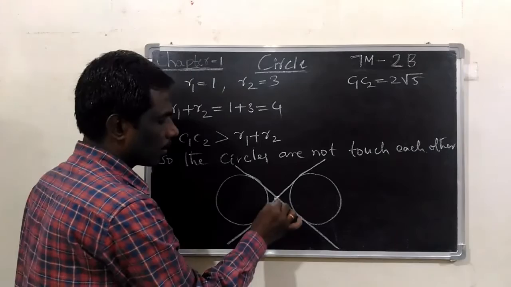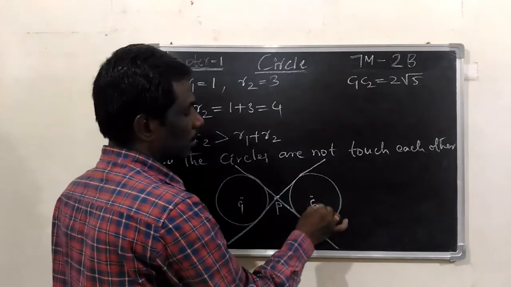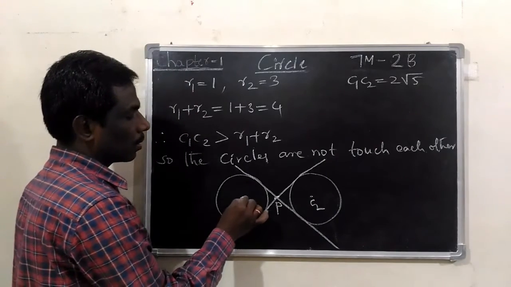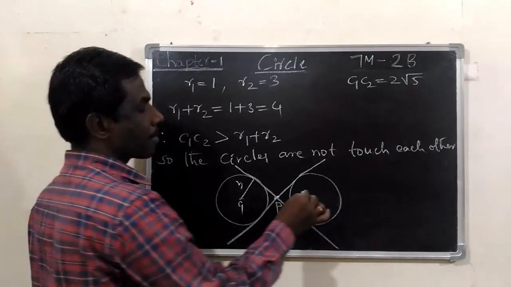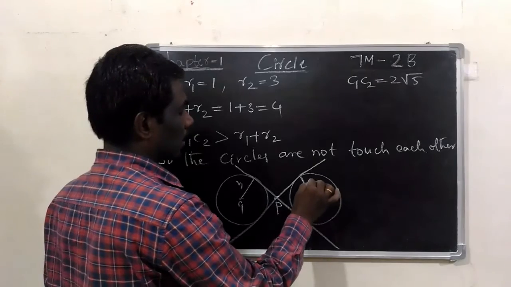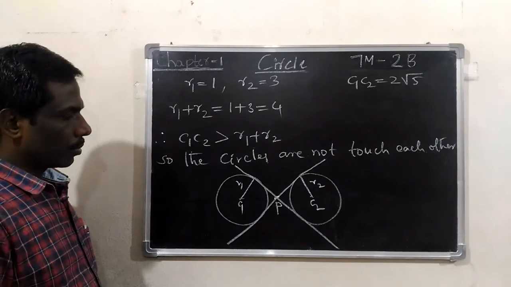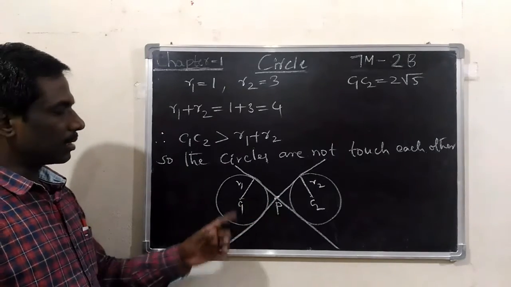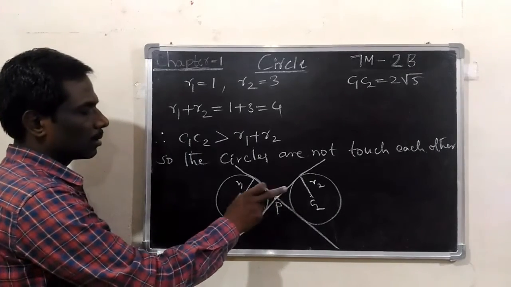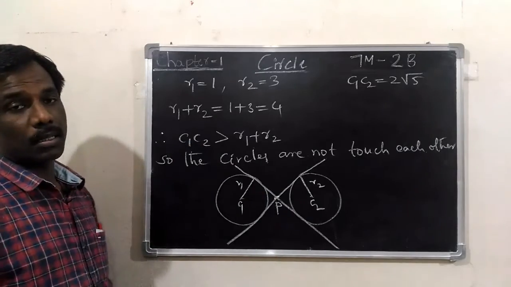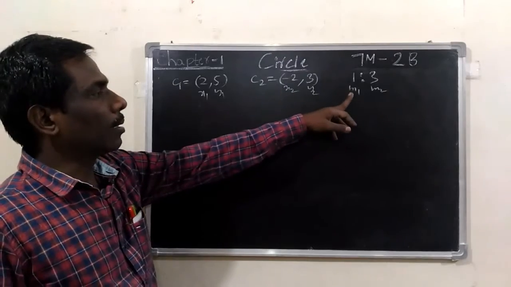This is the point of contact, and this is C1 and this is C2. You can write it here or there also. This is R1 and this is R2. Now this point of contact is inside the circles. It means P divides C1C2 internally. Here is the C1 value and C2 value, and the ratio is R1 to R2.